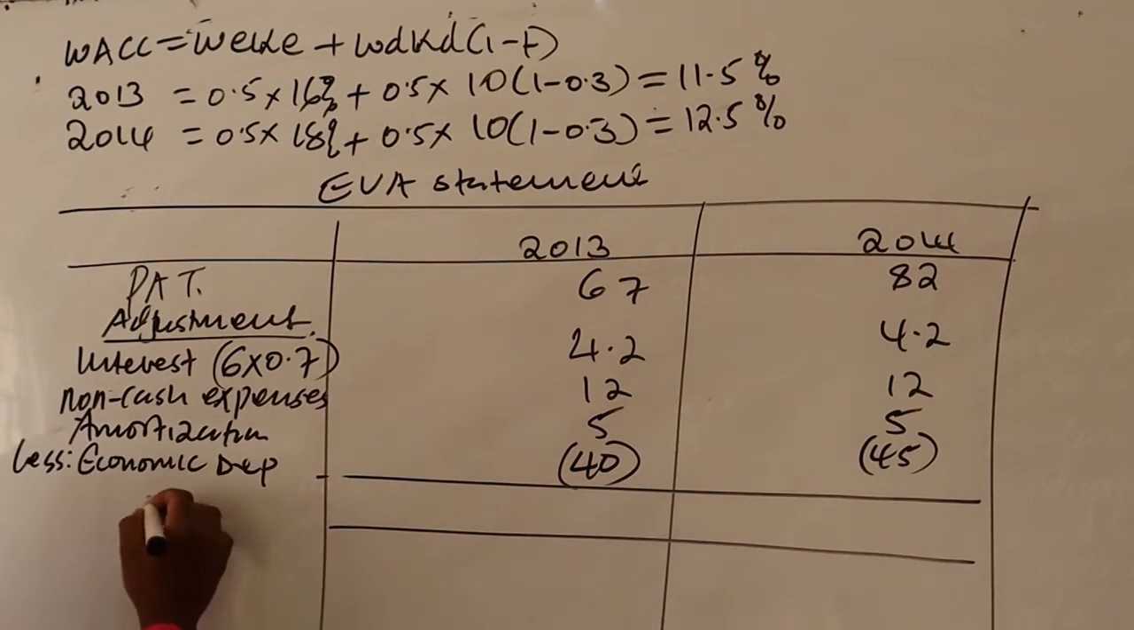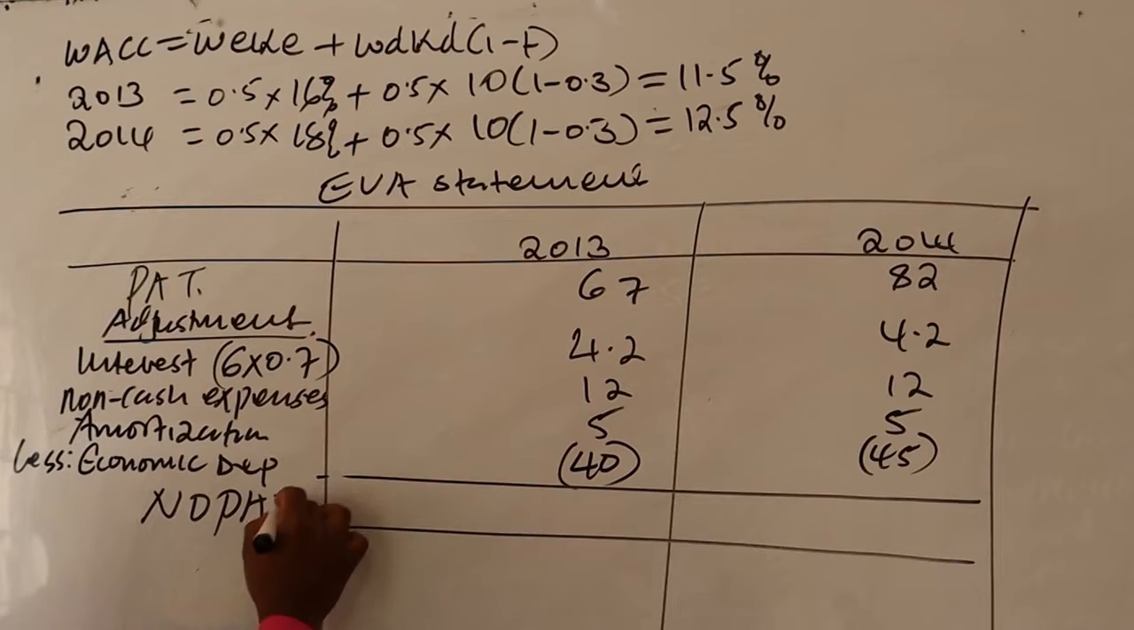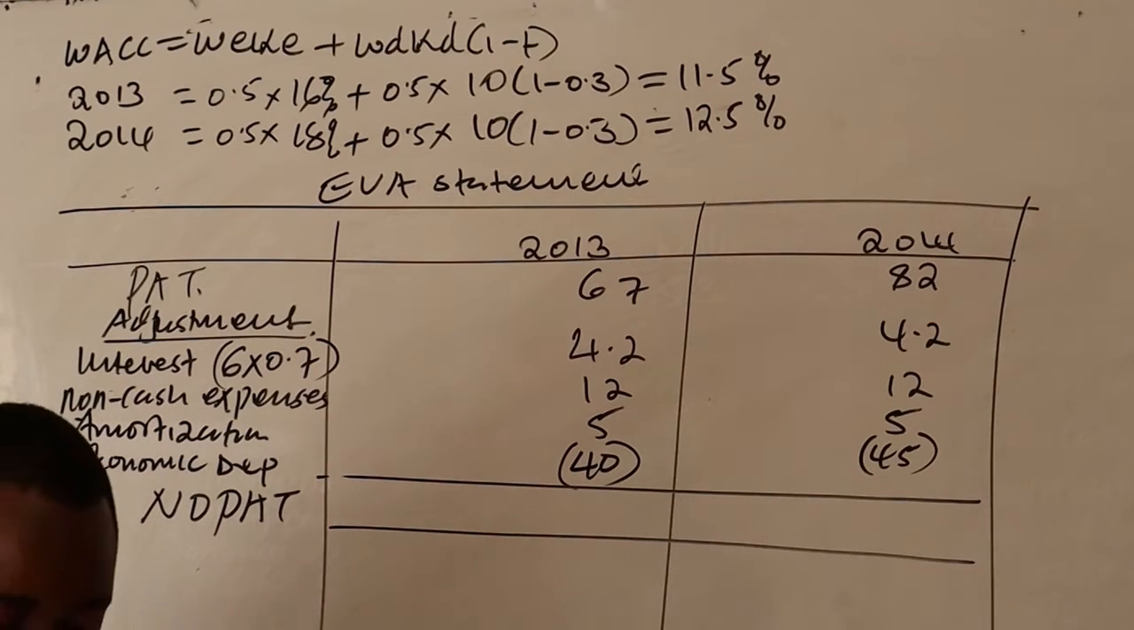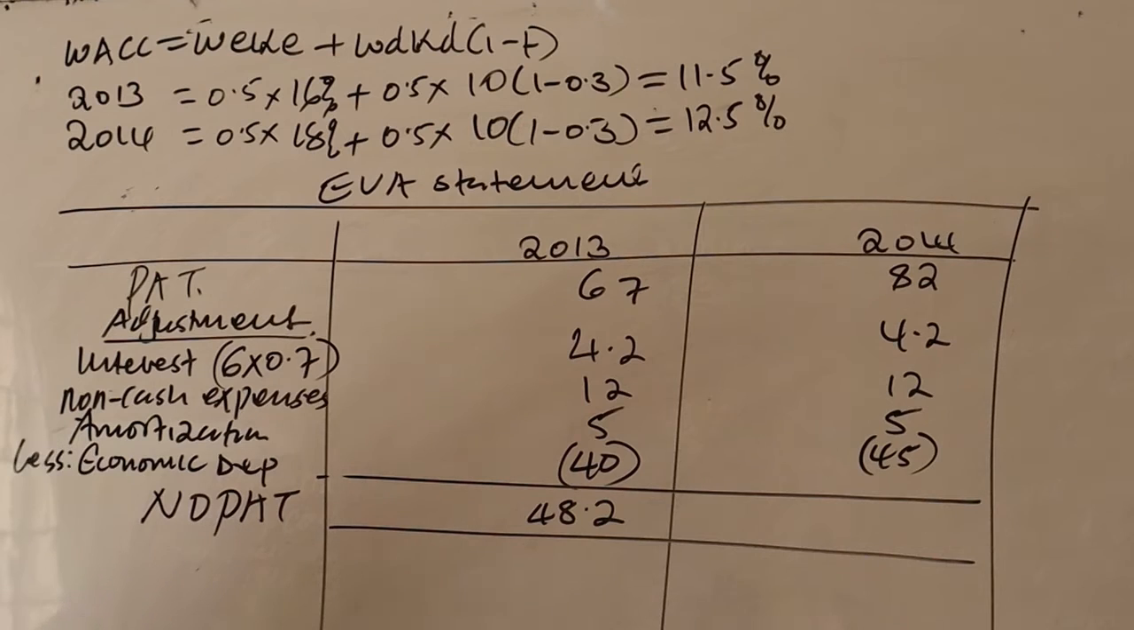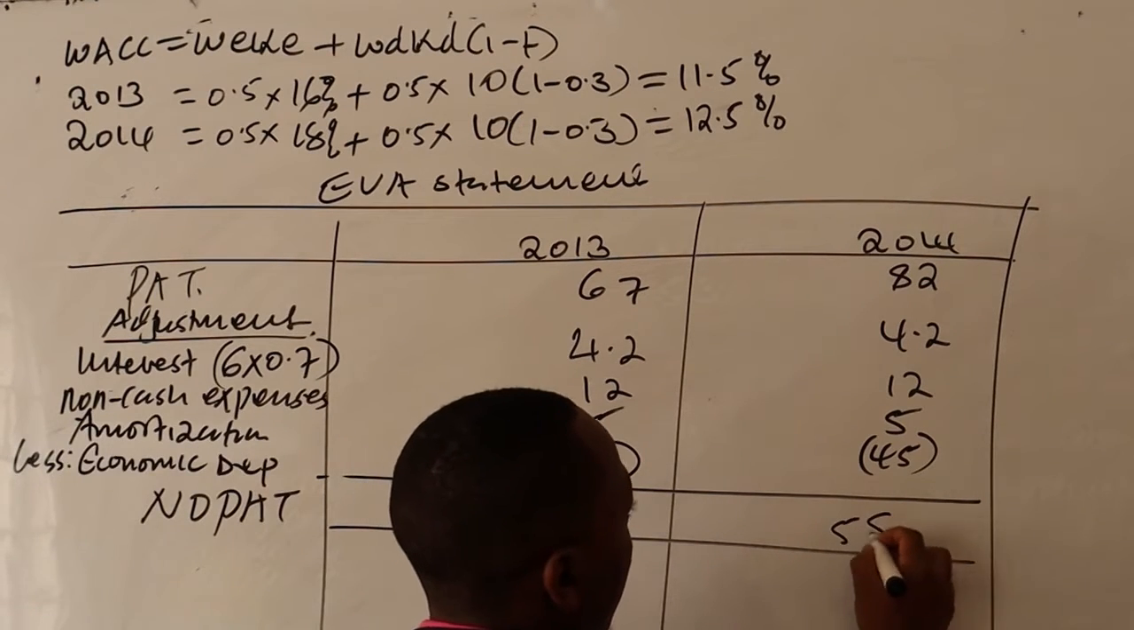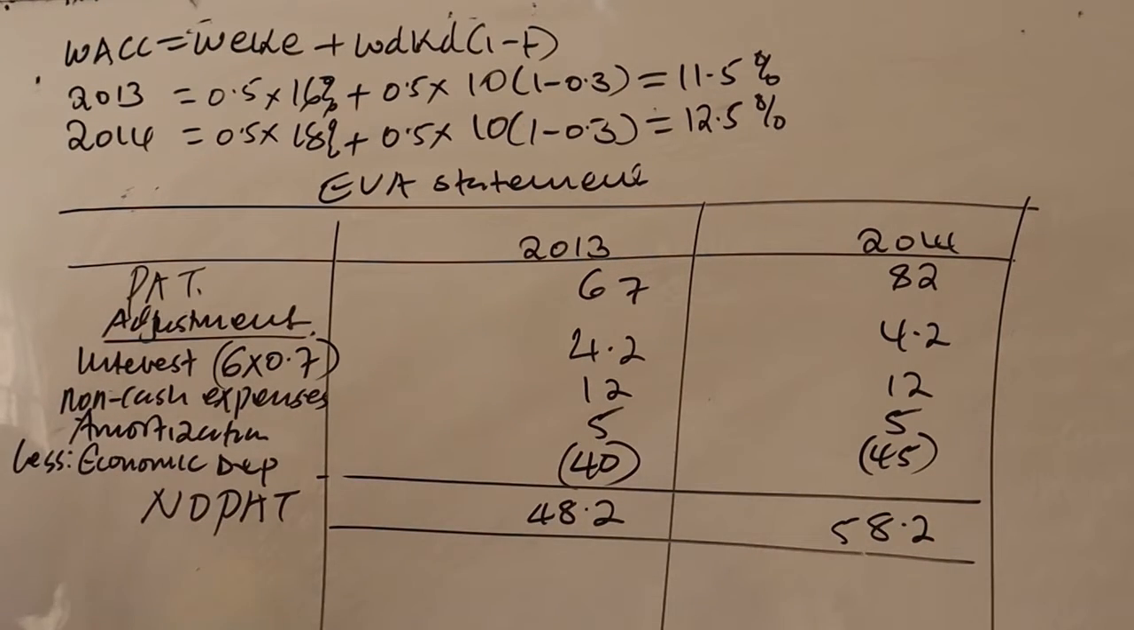So with that, now we have our NOPAT. In year 2013, our NOPAT is 48.2, and in year 2014, we have an amount of 58.2. Then we go to the other part, capital employed. Let me repeat again.